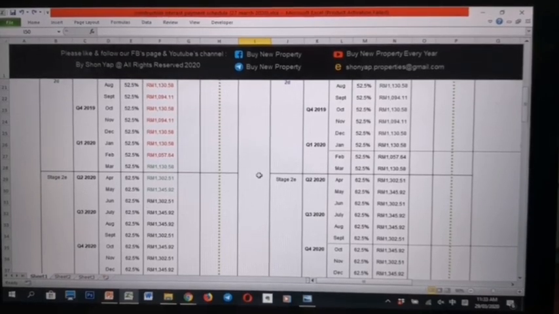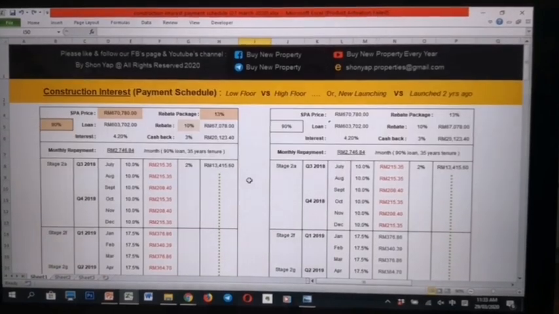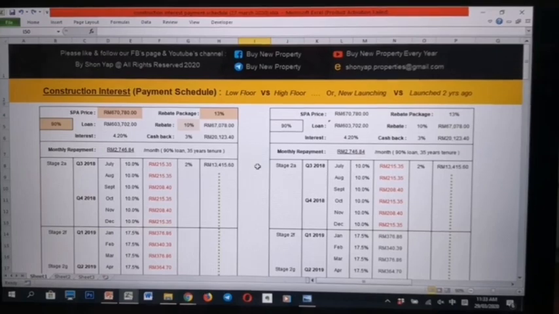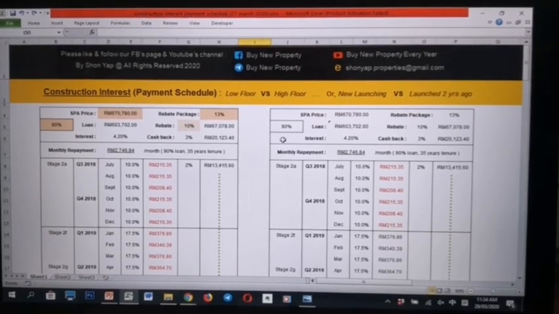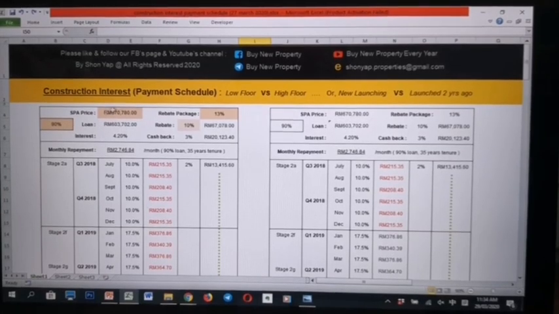If they have tight cash flow now, you can ask them to choose a higher floor, because between a higher floor unit and a lower floor unit, the SPA price may differ by about 10,000 or 20,000, but the monthly installment may differ by only about 50 ringgit, 100 ringgit, or even 200 ringgit. So if the purchaser has tight pocket money every month, you can ask them to buy a higher floor unit so that they pay less. You can compare with the same chart, showing one buyer buying a low floor unit and another buying a high floor unit.